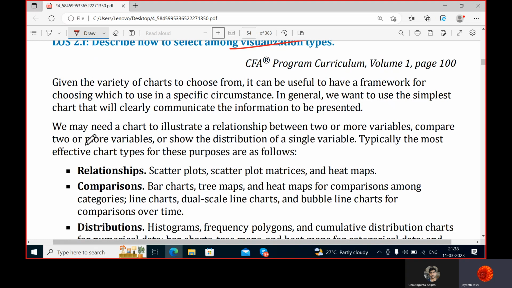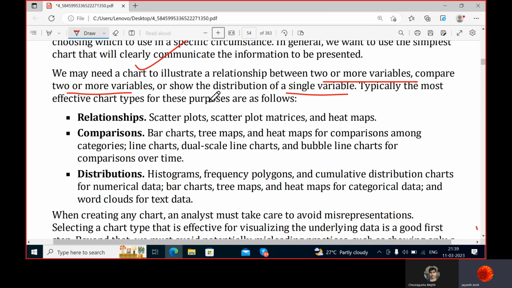Now we may need a chart to illustrate a relationship between two or more variables, compare two or more variables, or show the distribution of a single variable. Typically the most effective chart types for these purposes are as follows: relationships, comparisons, distributions.